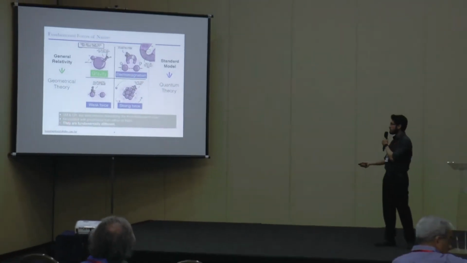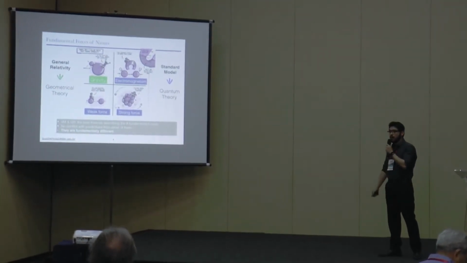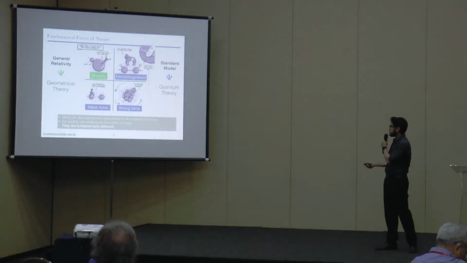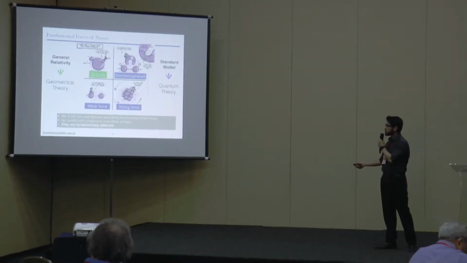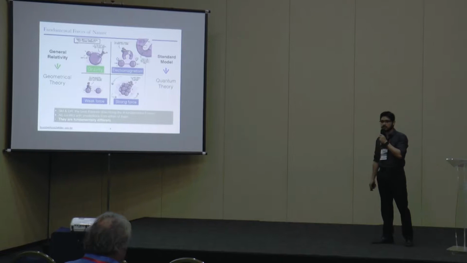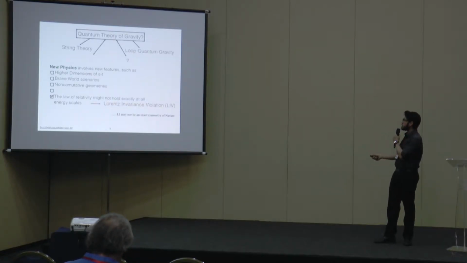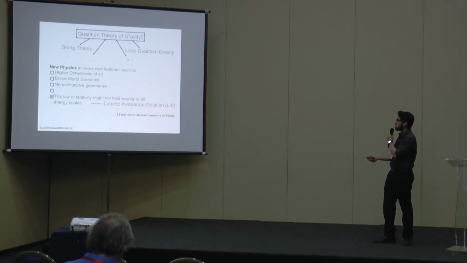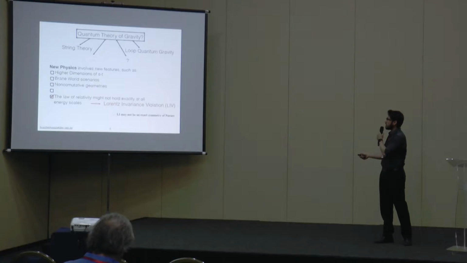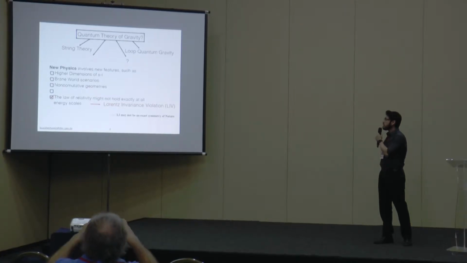There are no conflicts of prediction from either of them. However, while the standard model, as you know, is a quantum theory, general relativity is a geometrical theory, and they are fundamentally different. This gap has motivated different theoreticians, different models, to look for some quantum theory of gravity, like string theory or loop quantum gravity.